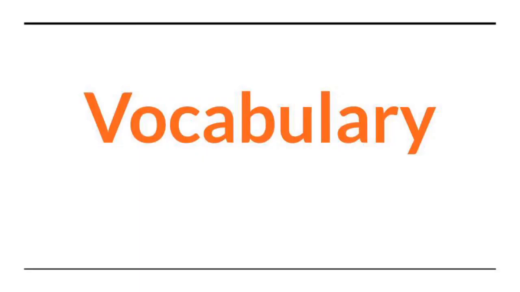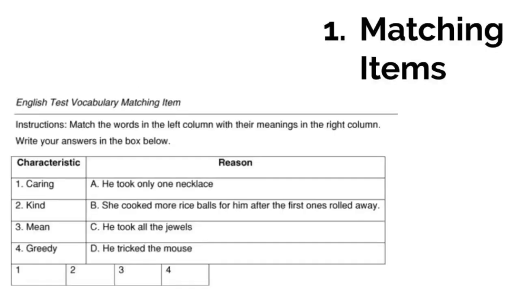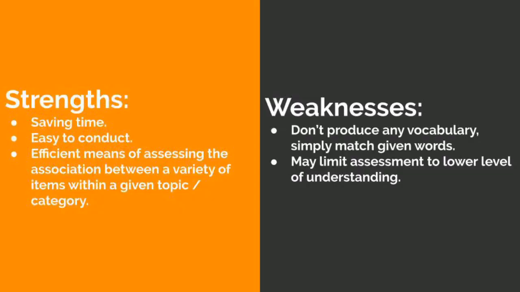And now the sub-skill test for vocabulary in English department. The first one, we have matching items. So matching items, like the example that we watch now, it's often for us to find in the reading, and also sometimes it happens in other subjects such as literary genre. And the strength of this kind of matching items is saving time.